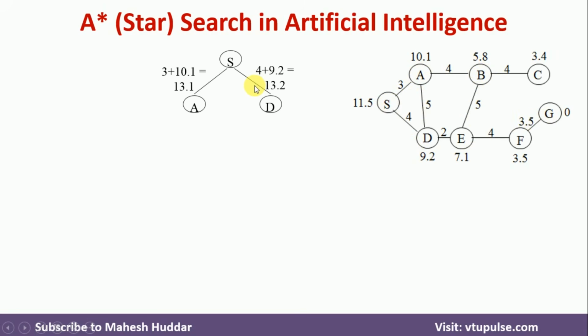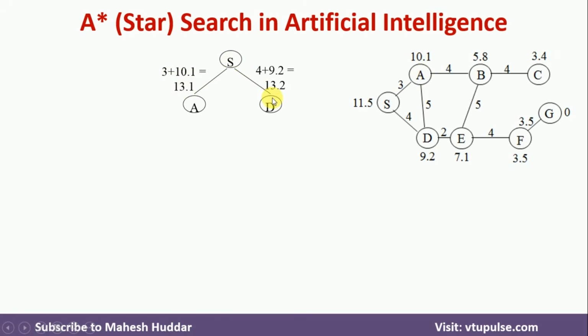So I will start at S. S has two possible paths. Either I can go to A or I can go to D. So we will find the value of A, that is, f of A is equal to g of A plus h of A. g of A is the cost it takes from S to A. What is the cost from S to A? That is 3. And h of A is the heuristic of A, which is 10.1 in this case. That is 3 plus 10.1, which is equal to 13.1.